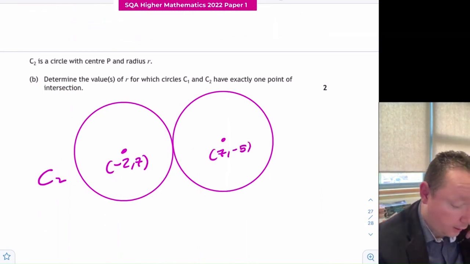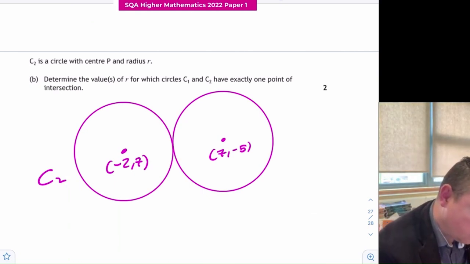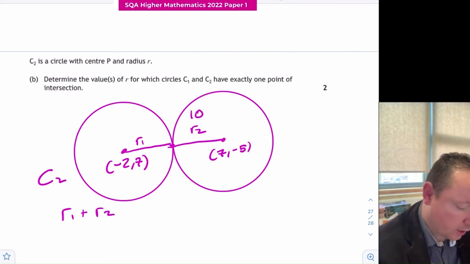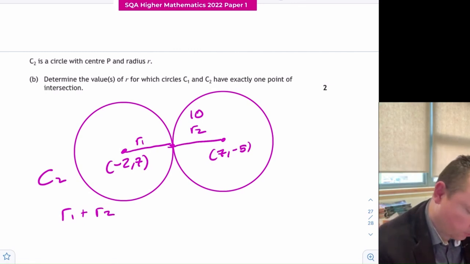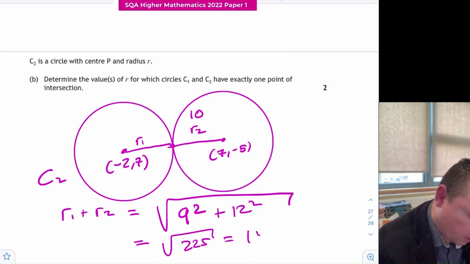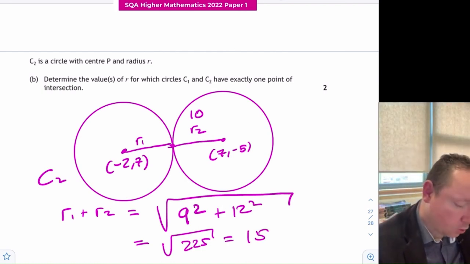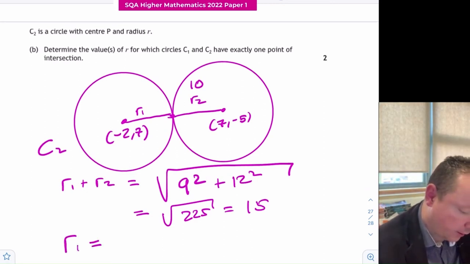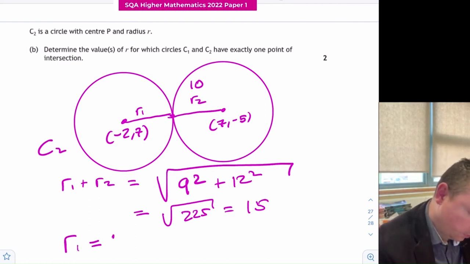So if they're touching at one point, they're just touching externally. So the radius, let's call this R1 plus R2, would be the distance between the circles. So R1 plus R2 would be the distance. Now we know that the radius for our first circle is already 10. We don't know the radius of our second circle, but we can work out the distance between the circles. So using the distance formula, R1 plus R2 equals the square root of, x2 minus x1, 7 minus minus 2 is 9 squared, plus minus 5 minus 7, so 12 squared. 9 squared plus 12 squared is 225, which makes 15. The distance between the circles is 15. So that means the radius in this case would be 5, because 5 plus 10 is 15.